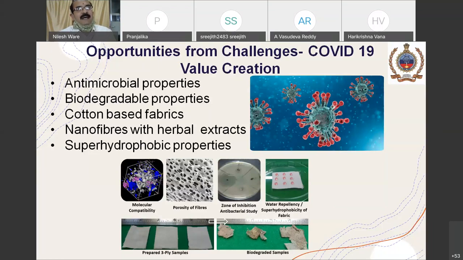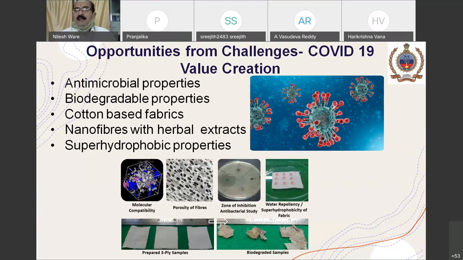It can be eaten by sand. It can be eaten by local bacteria. It can be put in the garbage bag where it can be completely assimilated by your bacteria. So it's a fantastic food for the colonies of nice bacteria. Biodegradable property. And then we thought, hey, ours is a cotton-based fabric material. But the creation of value is there because we got a technology, and that technology has got some nanofibers.